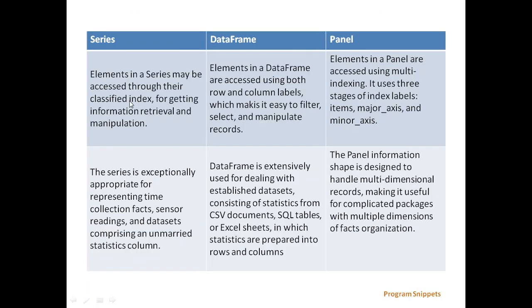In series, elements may be accessed through their labeled index for data retrieval and manipulation. In data frame, elements are accessed using both row and column labels, which makes it easy to filter, select and manipulate records. And with panels, elements are accessed using multi-indexing. It uses 3 levels of index labels, that is items, major axis and minor axis.